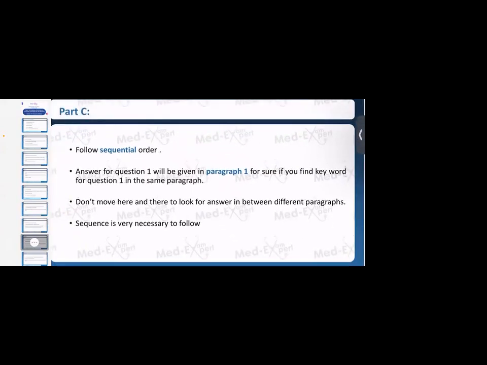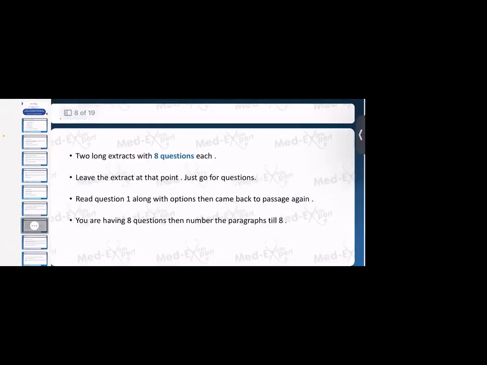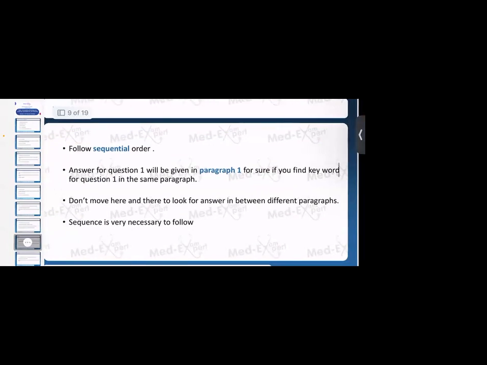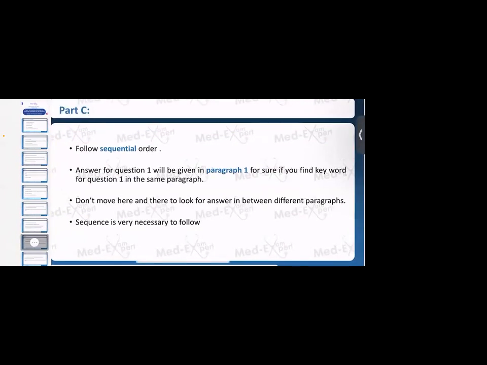Now listen to me very carefully, because a lot of queries were there for solving part B and part C. I have told you about part B, and I will also discuss some of the things in the upcoming slides for part B. But now listen to me carefully for solving part C. Follow sequential order. Answer for question 1 will be given in paragraph 1 for sure, if you find the keyword for question 1 in the same paragraph.